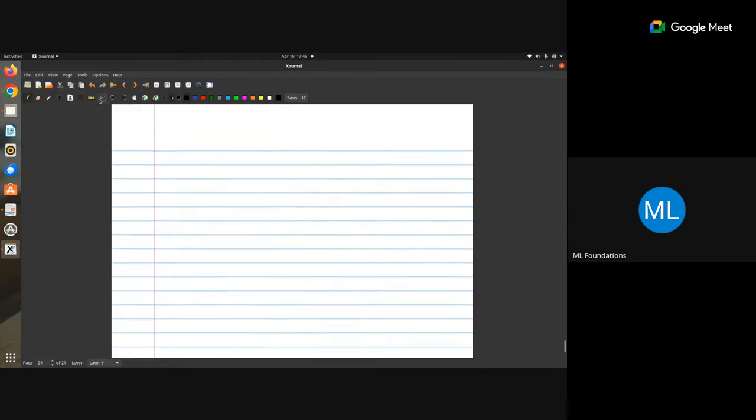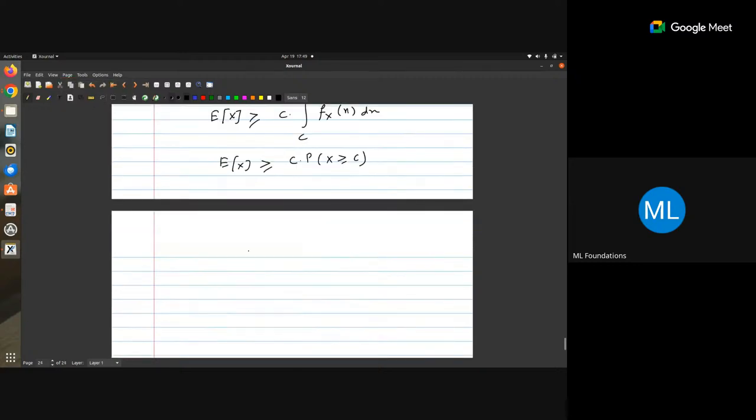Now, from here, I can say that, provided x is greater than or equal to c, the probability is less than or equal to the expectation of x divided by c. Correct? Yes, sir.